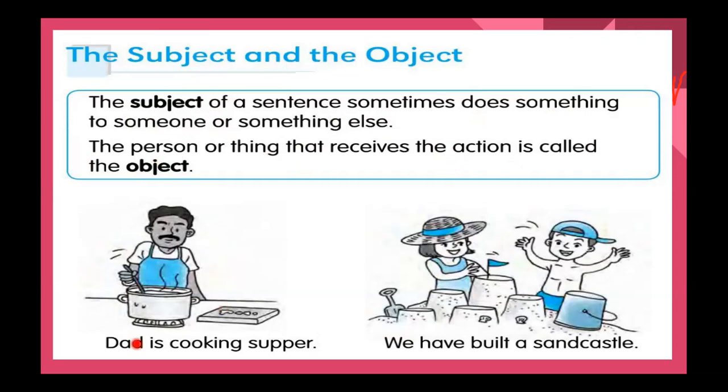Now see, dad is cooking supper. So what's the subject over here? Can anyone tell me in this sentence? Dad, yes, that is the subject. And what's the verb over here? Is cooking. Cooking, present continuous tense. So is cooking is the verb part and supper is the object.